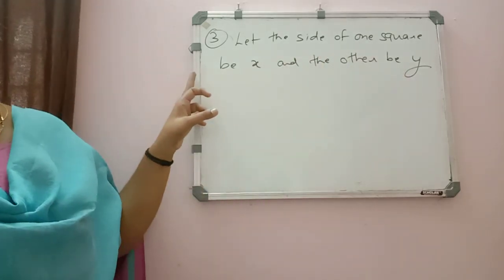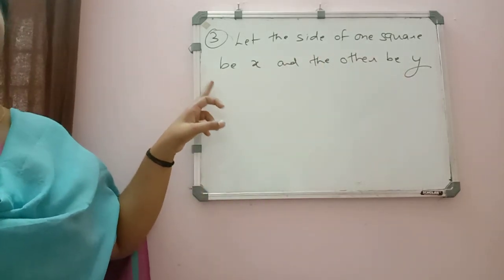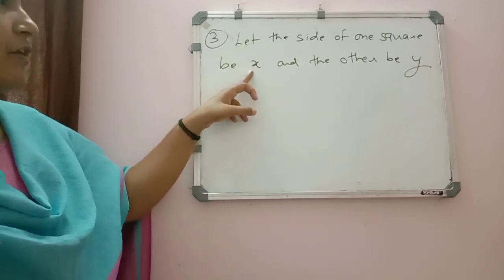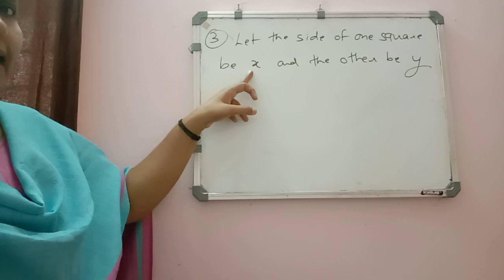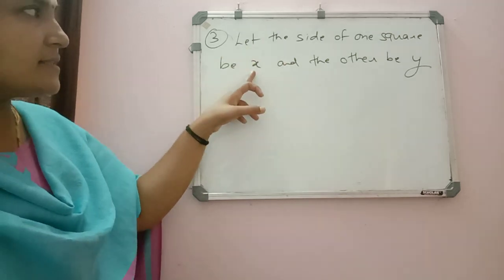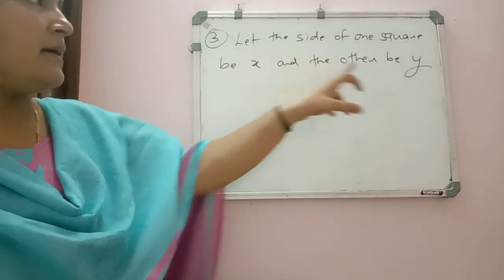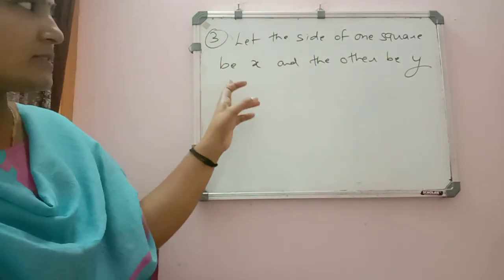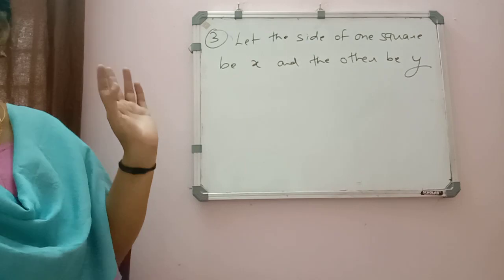Now in the question it was given the sum of the areas of these two squares. So area of the first square, as we know the formula, area of a square is side square. So area of the first square will be x square and area of the second square will be y square, and it was given their addition is equal to 400.